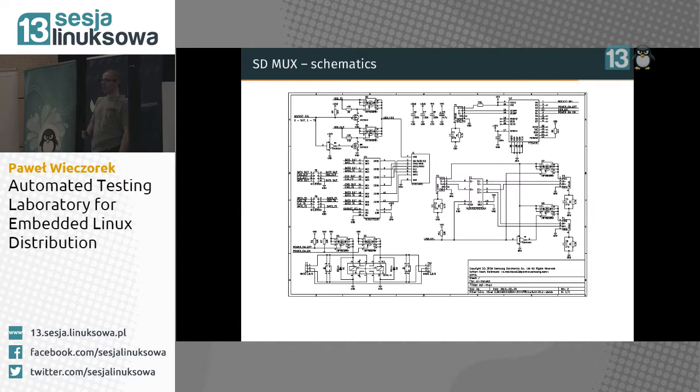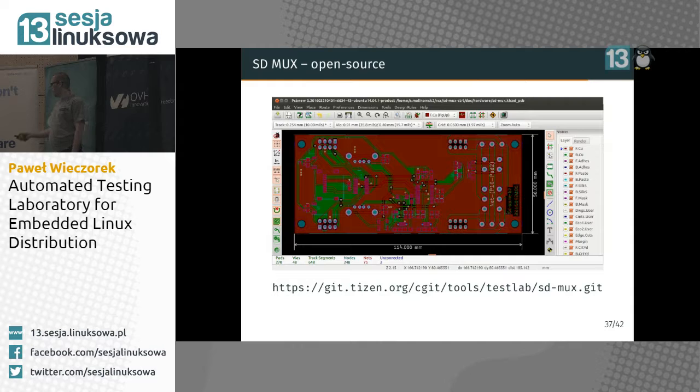Since we liked the idea of SD Max so much, we decided that it shouldn't be only available for us, and since it uses popular standards like USB and microSD, we decided that it should be available to a general audience. So all the schematics and all the hardware documentation is already available at the Tizen.org Git server at this address.